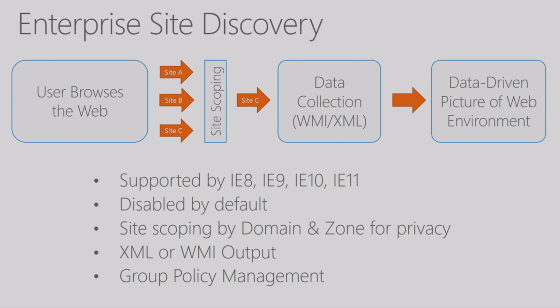You can scope based off of a domain allow list. You can deterministically, explicitly set which sites you want to get information from, or you can use an entire zone. Perhaps you just want to pay attention to your intranet. Once you have that scoped information, we provide it in WMI or XML format on each of the devices, and then we aggregate that data into one big lump, and you get this beautiful data-driven picture of your enterprise web environment.